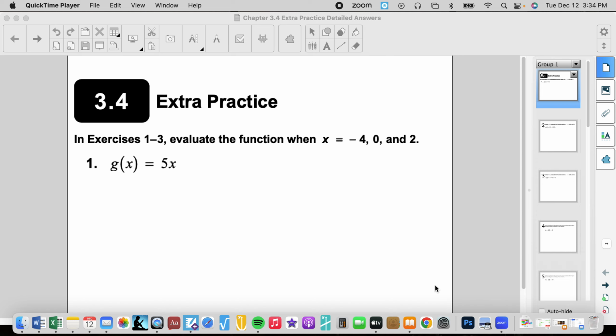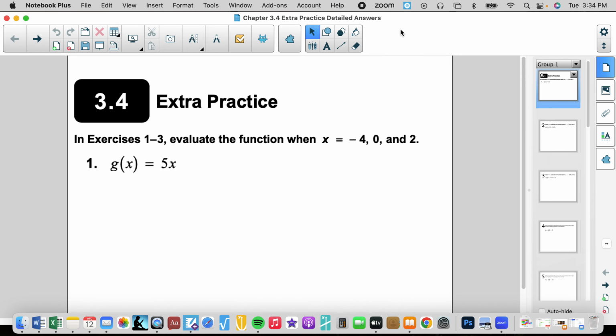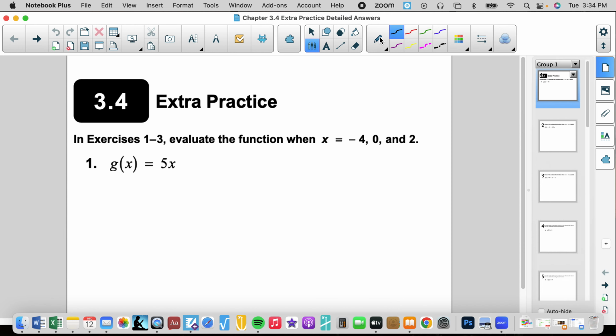3.4 function notation, I think is what it's called. Something dealing with functions. This is one of my faves. Love it. Evaluate the function when x equals -4, 0, and 2. So these are our inputs. We're going to input each of these x values individually, separately, and plug it into this function.